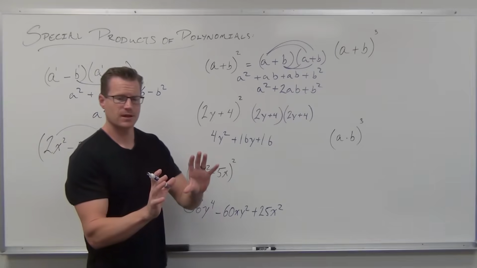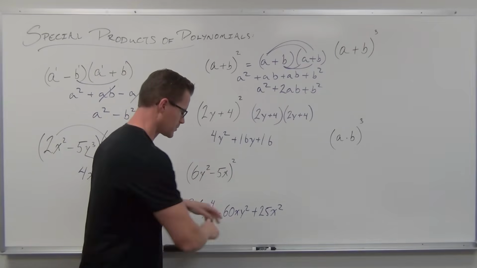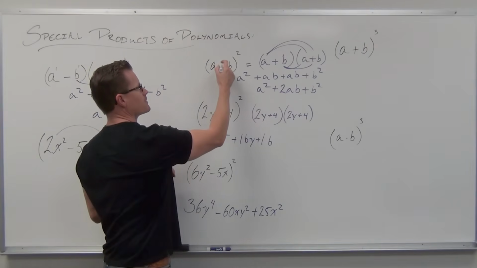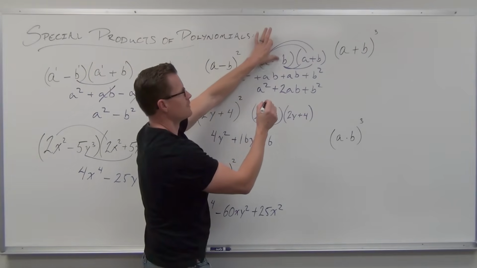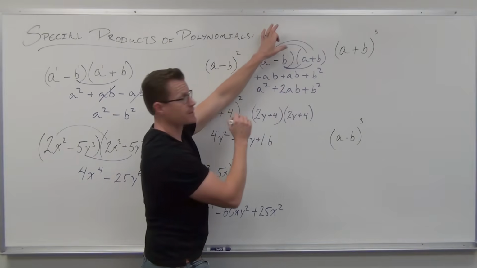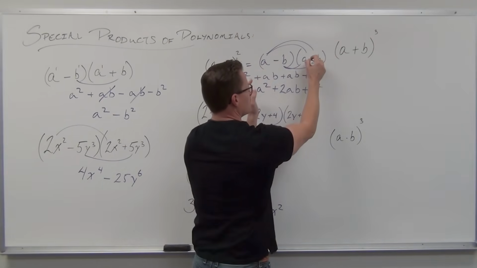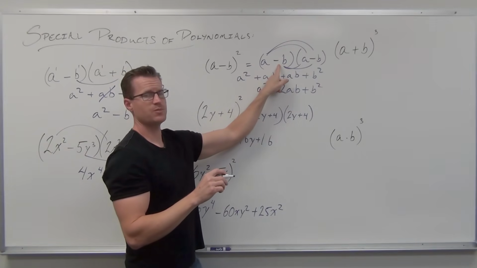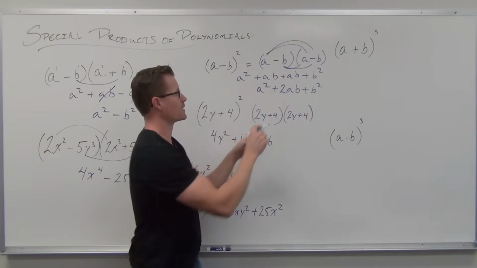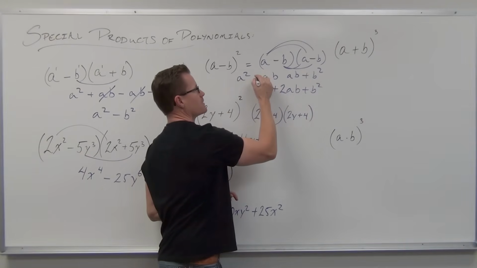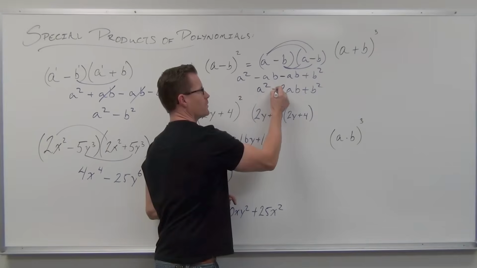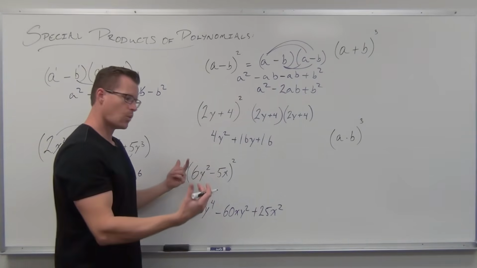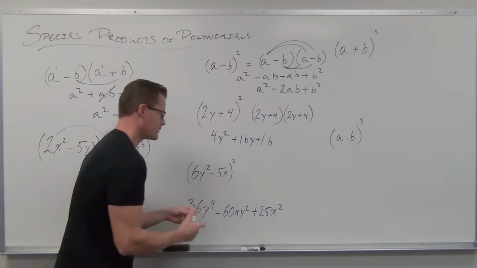So here it is if you really need to see it, like the proof of it worked out. If you change this to a minus, then that's also a minus. That's also a minus. But a squared is still a squared, and negative b times negative b is still plus b squared. It's just that these two signs would both change to minuses, and that's exactly what we're doing here. If you want to write it out, you certainly can. It's not even a big deal.